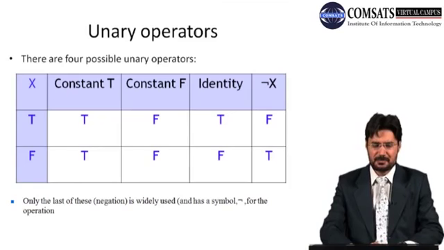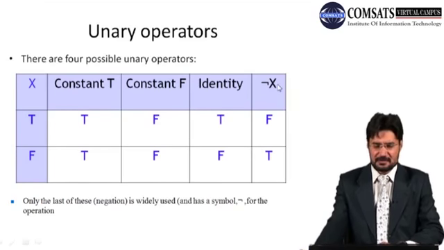There are 4 possible unary operations we can perform. Unary means single operation. So if we have a single operand x, how many rows will there be? 2 power 1, so there are 2 rows, and we can make only 2. Only the last of these, negation, is widely used as a symbol, not for the operation.